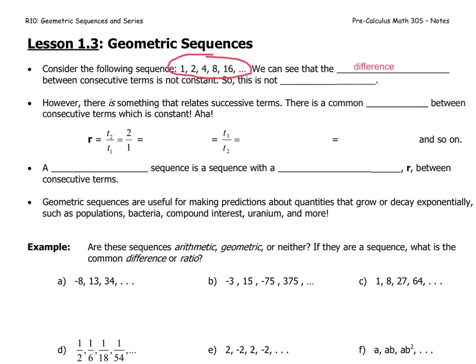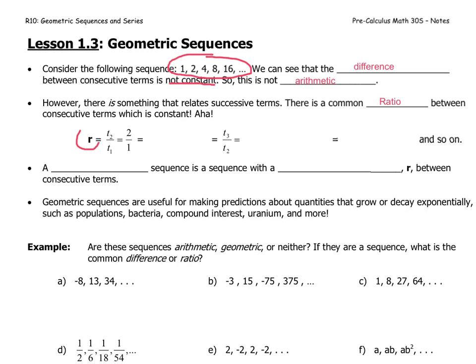Okay, that's very important for us, that the difference is not constant. And that matters a lot. Therefore, we can say that this is not arithmetic. It's not arithmetic. That's too bad. But there is a pattern, so we want to talk about that pattern. There is something that relates successive terms. In fact, there's something called a common ratio between consecutive terms. Aha! And that common ratio seems to remain constant.